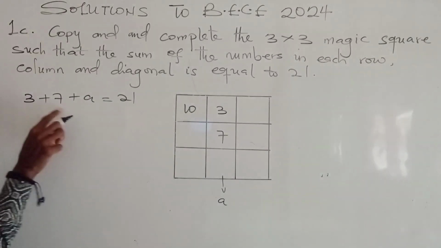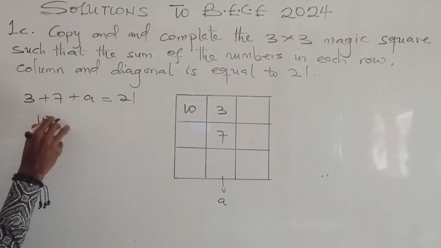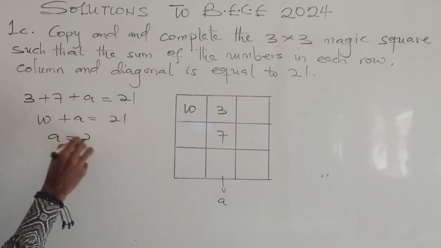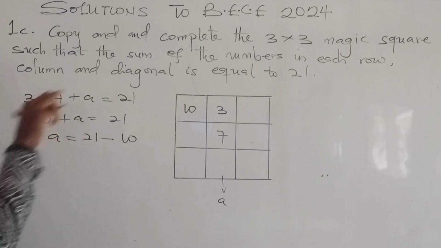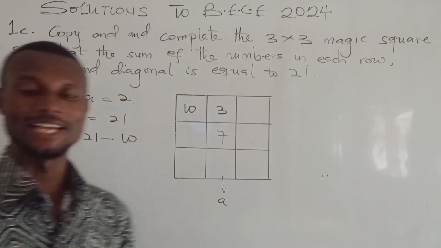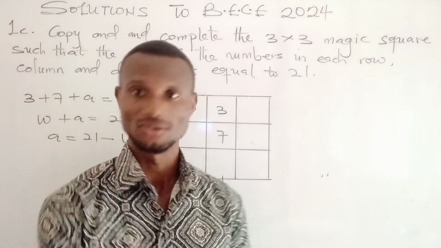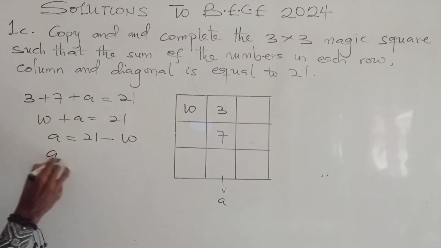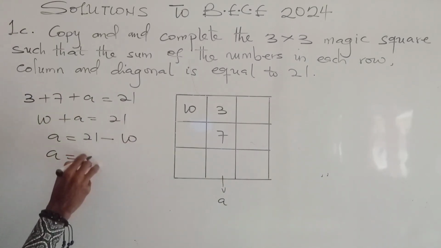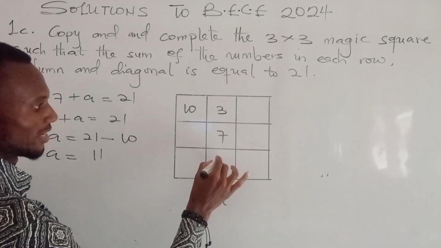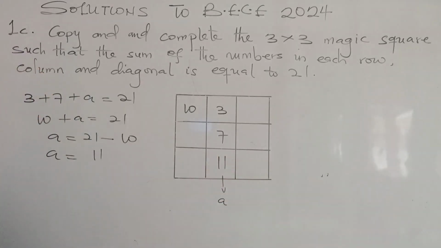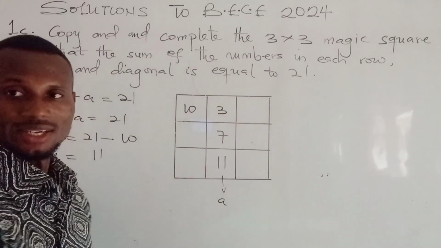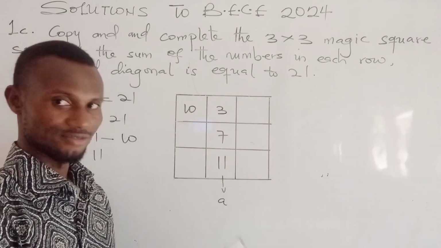So 3 plus 7 is going to give me 10, plus A equals 21. To get A, it will be equal to 21 minus 10. The 10 here crosses the equal sign. When anything crosses the equal sign, the sign it has changes. It's positive here, it crosses the equal sign, becomes negative. So I have A equals 21 minus 10, which gives me 11. So I have here to be 11, meaning that when we add everything up, we will get 21. 3 plus 7, 10. 10 plus 11, 21. So we've done the correct thing.